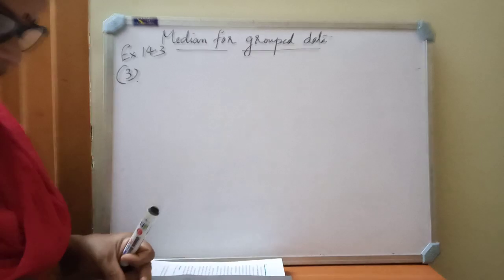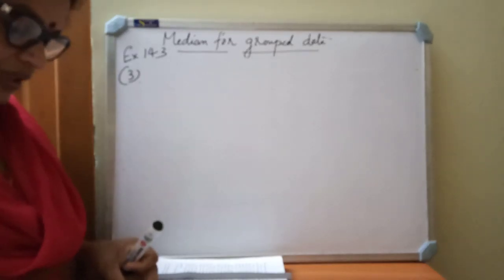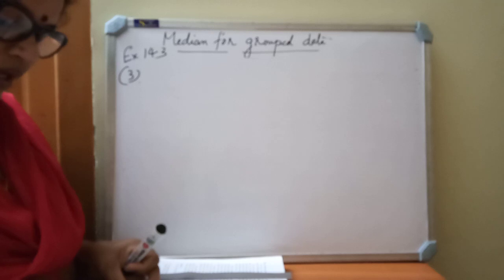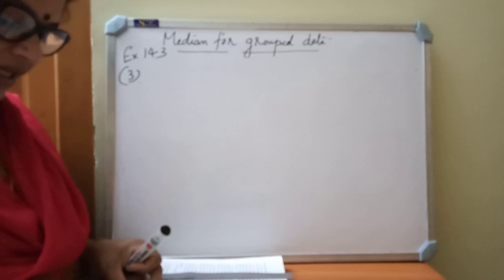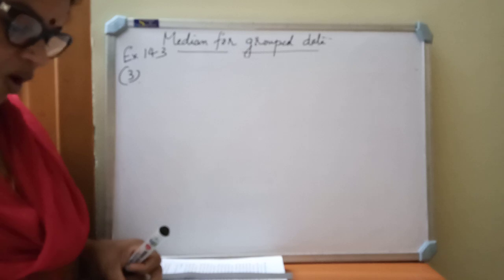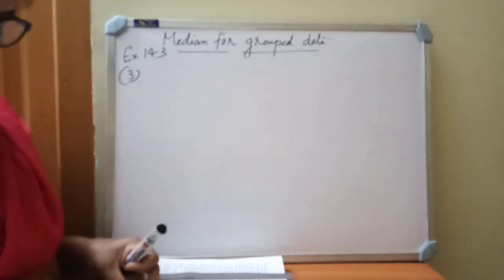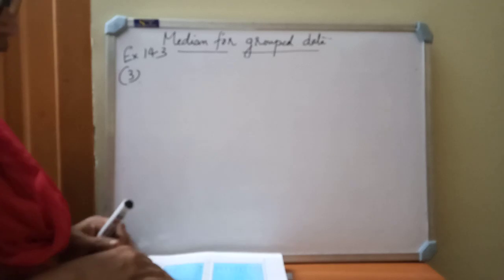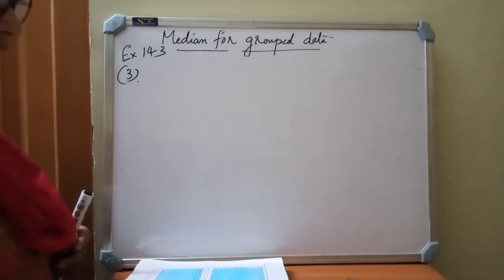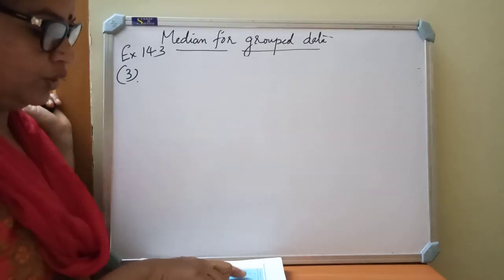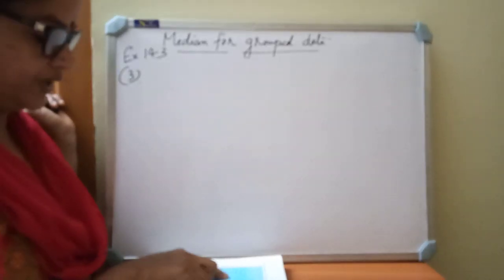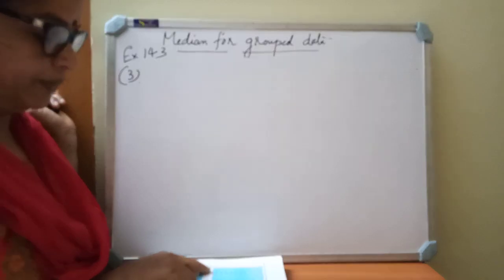Look at the third question from our textbook, children. A life insurance agent found the following data for distribution of ages of 100 policy holders. Calculate the median age if policies are given only to persons having age 18 years onwards but less than 60 years. All of you look at your textbook, the tabular column where age in years is given: below 20, below 25, below 30, below 35, below 40, below 45, below 50, below 55, below 60.